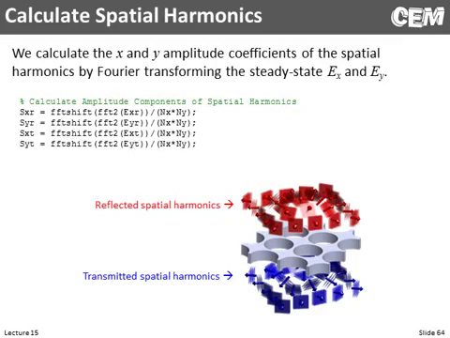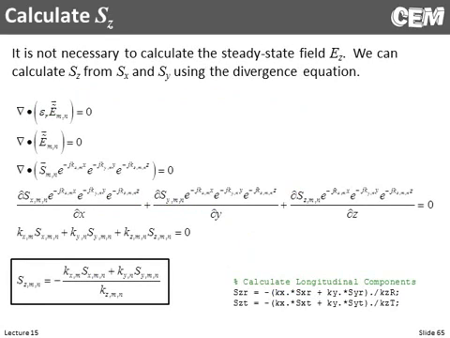Then we FFT those fields. We've interpolated them to a common point. We FFT them to get the amplitudes of our spatial harmonics. And we have the amplitude of the X component, amplitude of the Y component on the reflection and transmission side. So there's 4 different terms. And each of those are still the size of the cross section of the grid. Well, we're missing the longitudinal components.